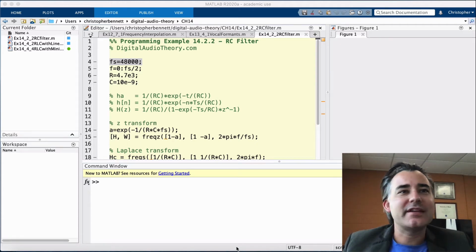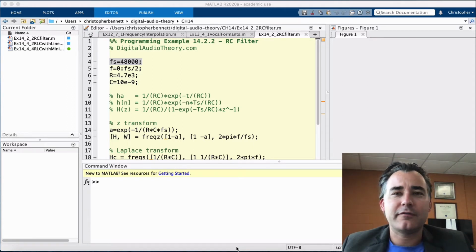This programming example comes from Chapter 14, which covers digital modeling of analog audio systems, including the impulse invariance method, bilinear transformation, as well as frequency sampling method. In this programming example, 14.2.2, we will apply the impulse invariance method to convert an analog RC filter to a digital filter. Impulse invariance is the method of characterizing an analog device by digitally sampling its IR.